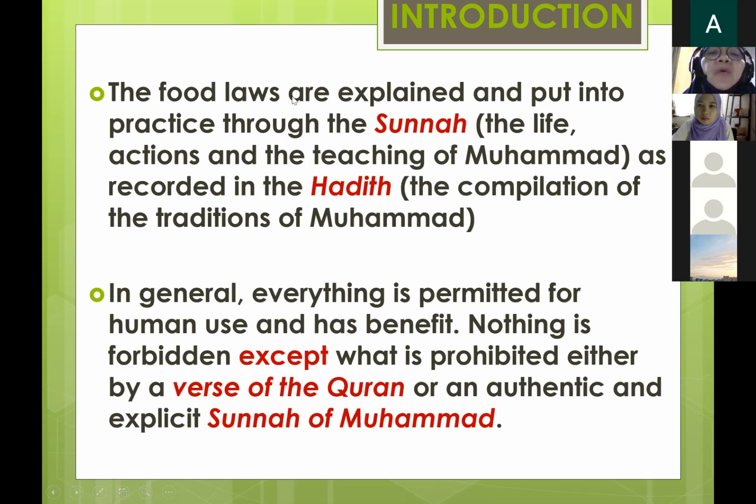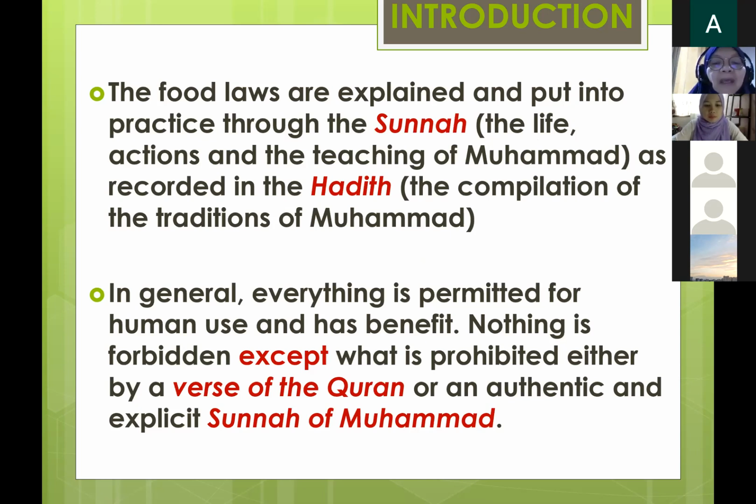So the food laws are explained and put into practice through the Sunnah. The Sunnah means the life, action, and teaching of Muhammad SAW as recorded in the Hadith, the compilation of the tradition of Muhammad. So in general, everything is permitted for us to use. Everything that has benefit is permitted for us to use.